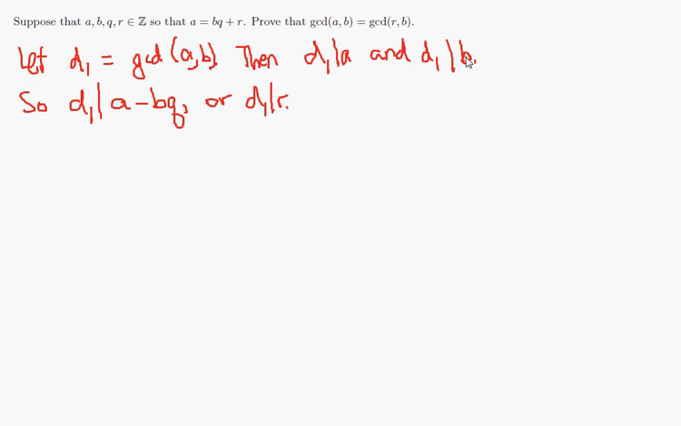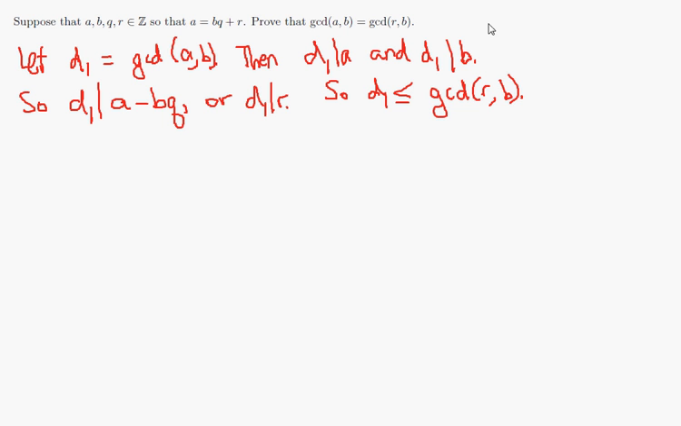So d1 divides b and d1 divides r. So d1 is a common factor of r and b, so that means that d1 is less than or equal to the greatest common divisor of r and b. d1 is a common divisor, so it must be less than or equal to the greatest common divisor. Okay, that's one direction.